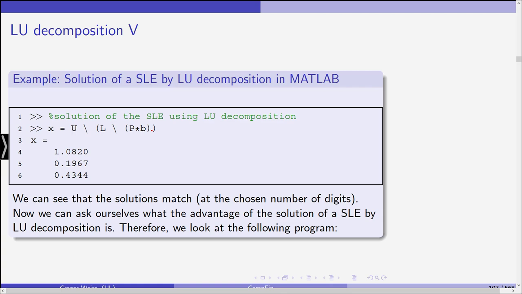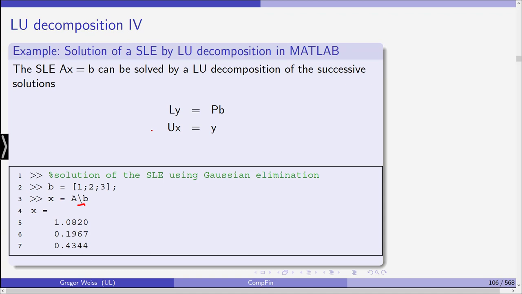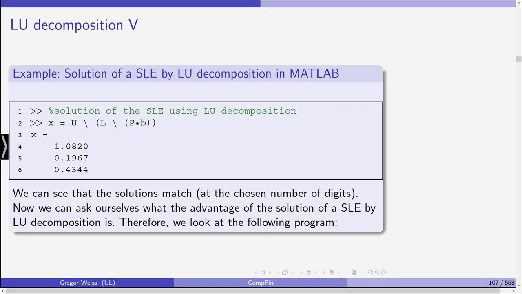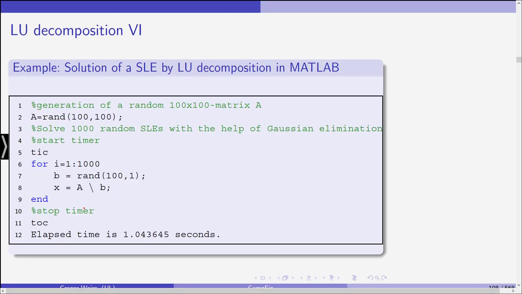Now we can ask ourselves what the advantage of the solution of an SLE by the LU decomposition is. And we look at the following program. So this is actually Gaussian elimination here. And LU decomposition is slightly more sophisticated. So let's see what happens when we are comparing the two, which give the same result, at least in MATLAB. Let's see what happens when we are timing the two algorithms. We first of all generate a random 100 times 100 matrix A. So A is rand(100, 100). And we then solve 1000 random systems of linear equations with the help of Gaussian elimination.